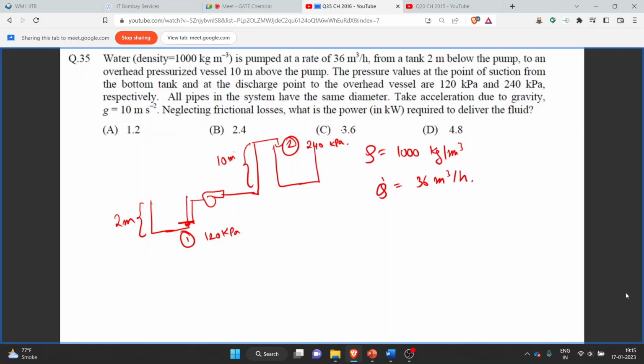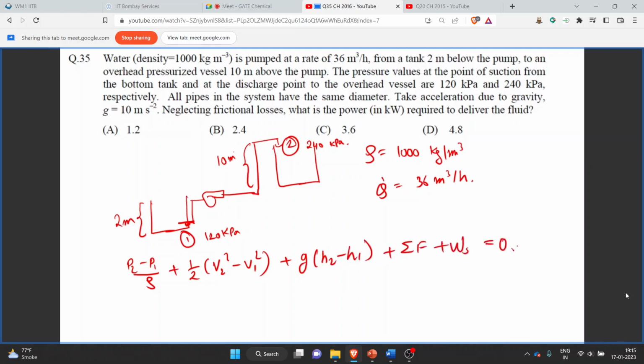So we can write the energy balance across the system, and it will result in the Bernoulli equation: (P2 minus P1) upon rho plus half of (V2 square minus V1 square) plus g(H2 minus H1) plus summation of F plus shaft work is equal to 0. Now, in this question, we have been given all the pipes in the system have the same diameter. That is, the velocity of the fluid at 1 and 2 will remain the same. So we can cancel the second term.